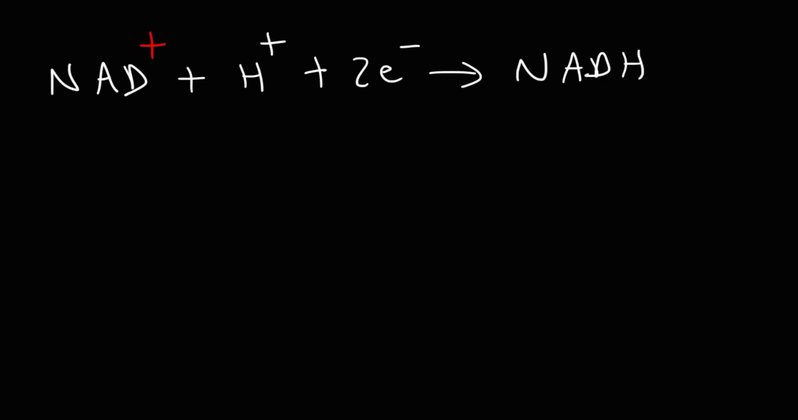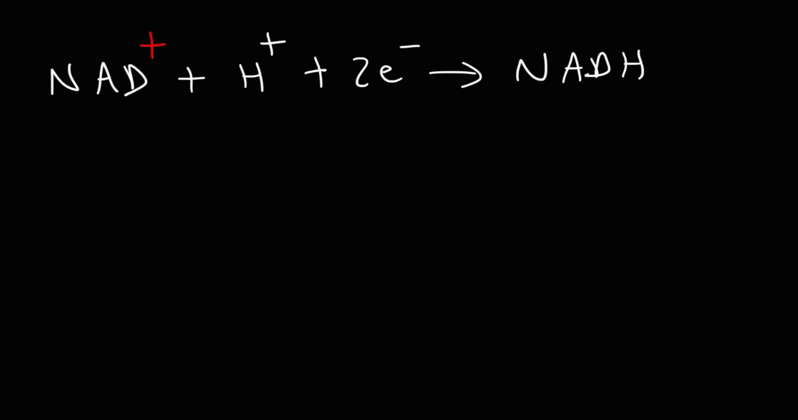Number 20, identify each statement as true or false. So, part A, electrons are donated to the electron transport chain by NADH and FADH2. So, that's a true statement. These are electron carriers. They give up their electrons to the electron transport chain. As the electrons flow through the transport chain, they cause the membrane proteins to pump hydrogen ions to the intermembrane space from the mitochondrial matrix.